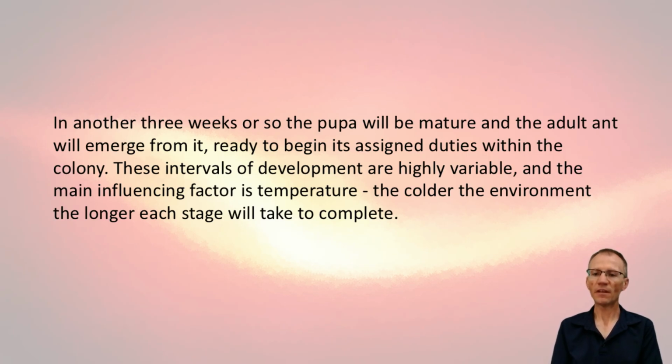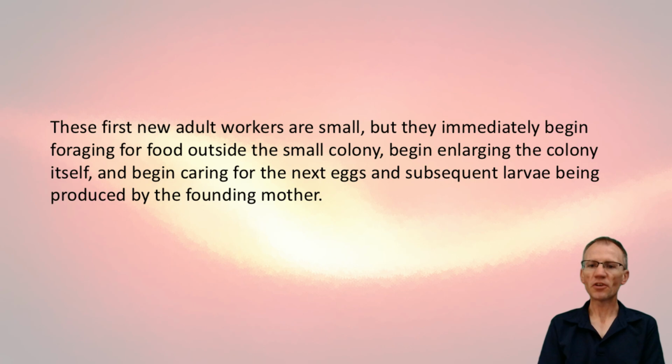These intervals of development are highly variable, and the main influencing factor is temperature. The colder the environment, the longer each stage will take to complete. These first new adult workers are small, but they immediately begin foraging for food outside of the small colony, begin enlarging the colony itself, and begin caring for the next eggs and subsequent larvae being produced by the founding mother.